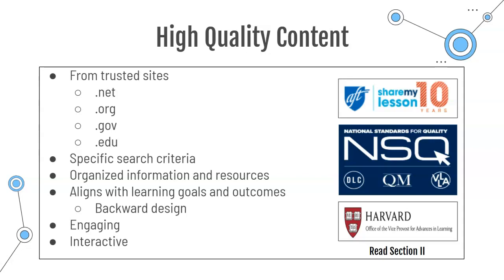Another good thing about quality content is that it aligns with learning goals and outcomes. Quality content doesn't just mean that it's factual and that it's from a trusted place. That means that it actually accomplishes the goals of the lesson. So we always want to think about backward design. That's where you start with your outcome or your goal and then you find an activity to go with it. If we start with the activity, a lot of times we can be distracted by what seems like a fun project or a fun lesson, but not aligned with the learning goals for our courses.